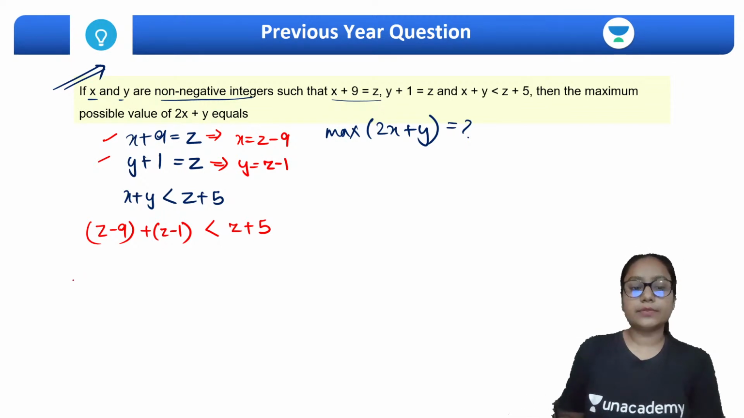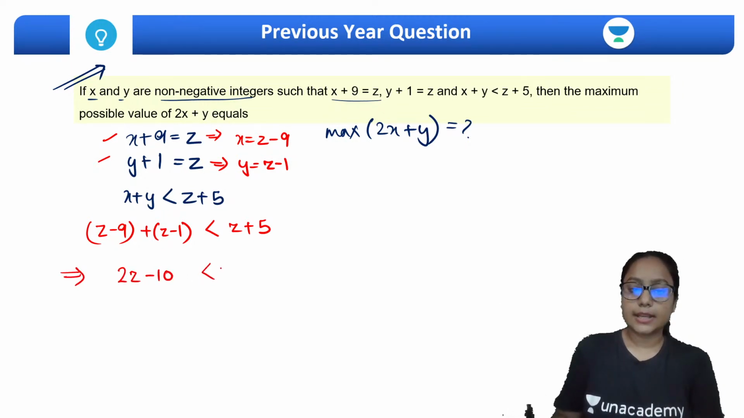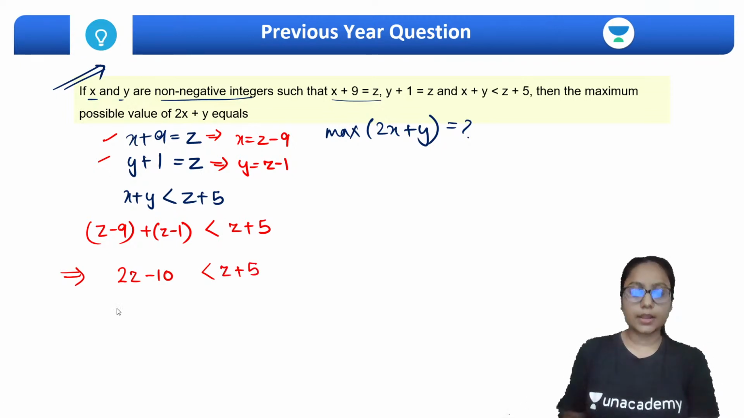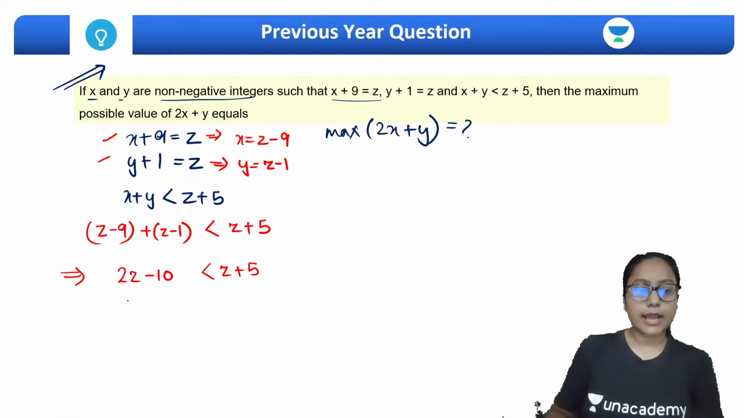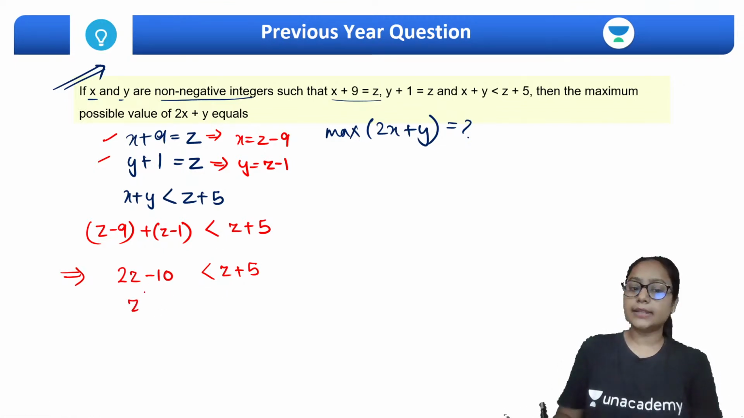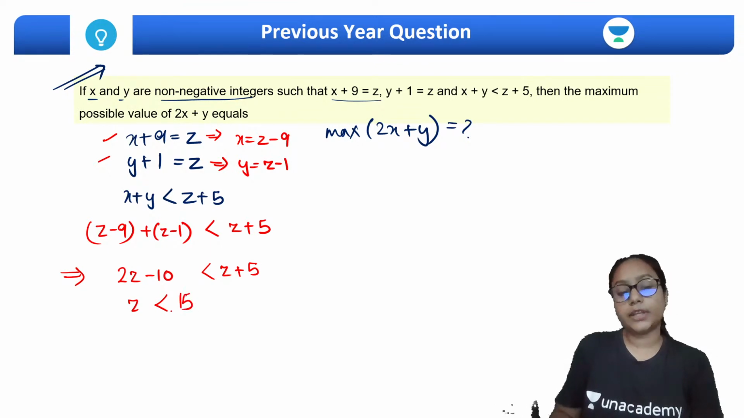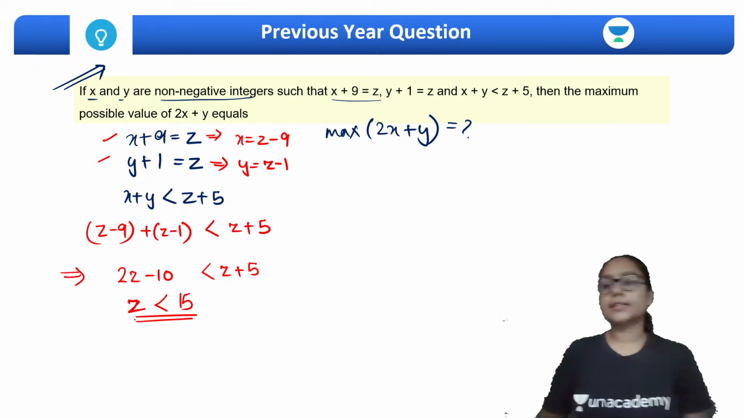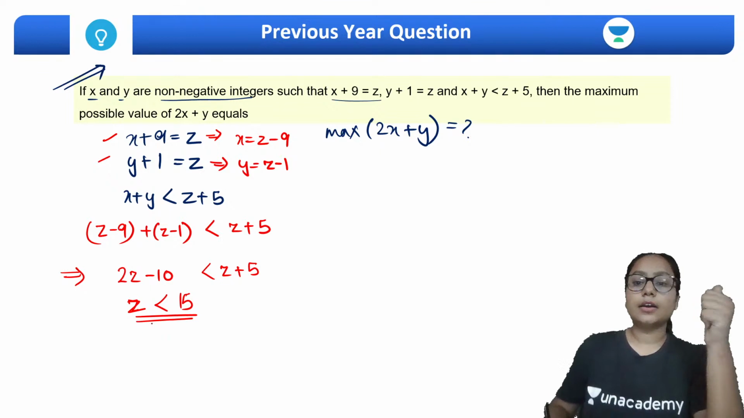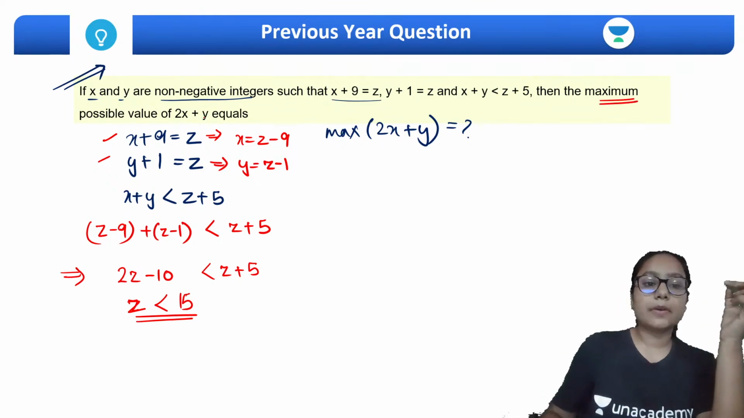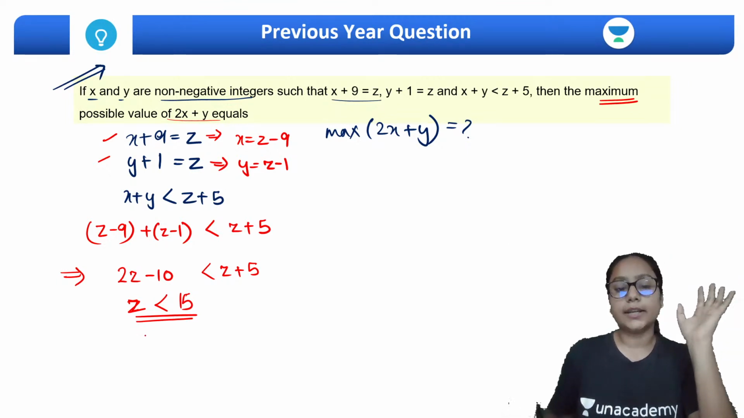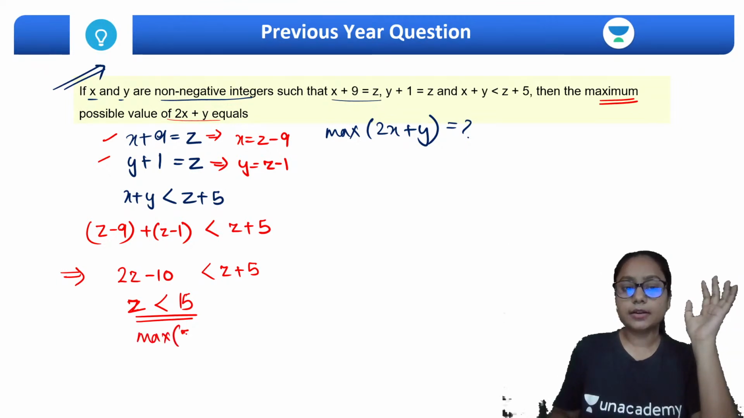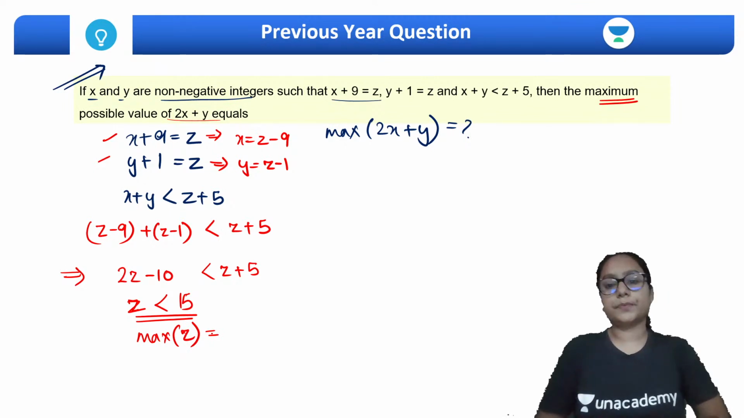Now solving this further, I can write that 2z minus 10 is less than z plus 5. Solving this further, 2z minus z will be z, so z is less than 15. Okay, I get that z is less than 15. Now can you tell me, since I have to find the maximum value of this expression, what is the maximum value of z? Please answer.